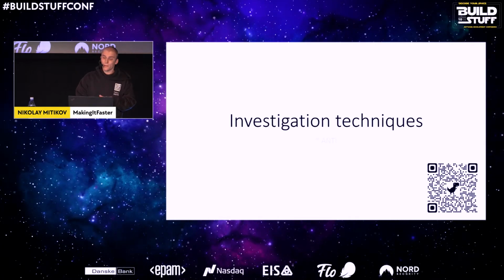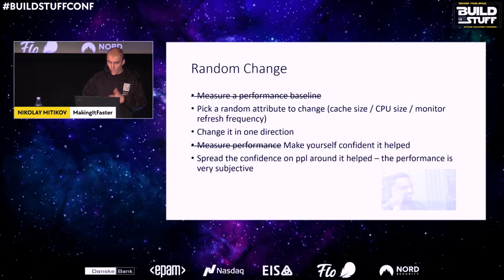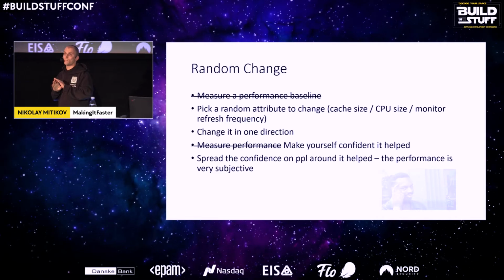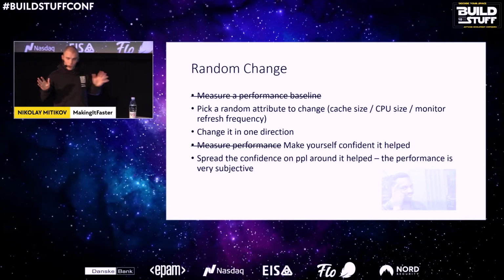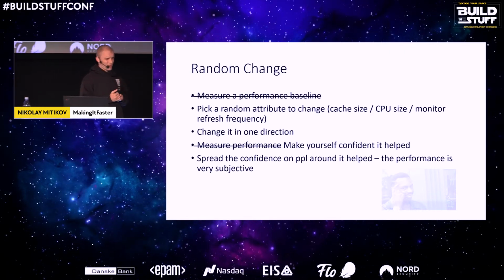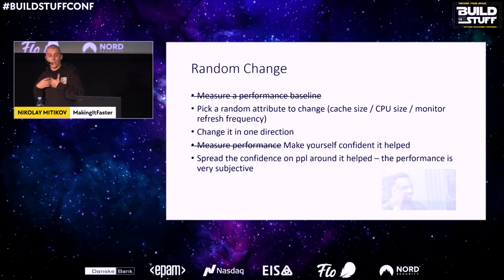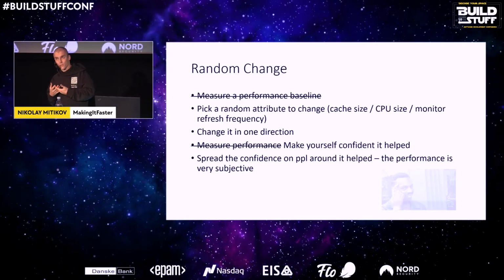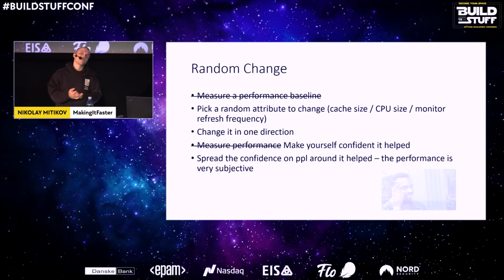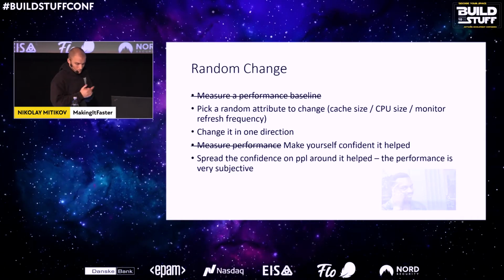And here we land with the first set of techniques for performance investigation. The first one is called random change. The idea is that you don't measure anything. You just pick a random attribute to change, like cache, CPU, or monitor refresh frequency, change it in one direction, and then you make yourself confident that it helped. You spread the confidence around to people that it helped. And the statement made by a professional with a high level of confidence works.